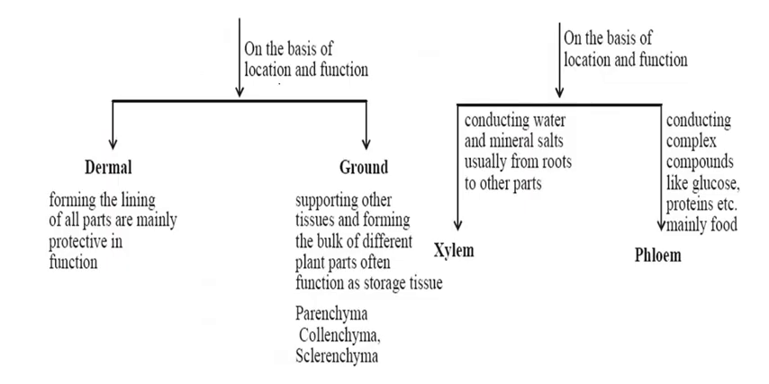This one is on the basis of location and function. It is divided into two parts, that is the dermal and the ground. The dermal forms the lining of all parts and is mainly protective in function. The ground tissue supports other tissues, forms the bulk of different plant parts, and also functions as storage tissue. It includes parenchyma, collenchyma and sclerenchyma.